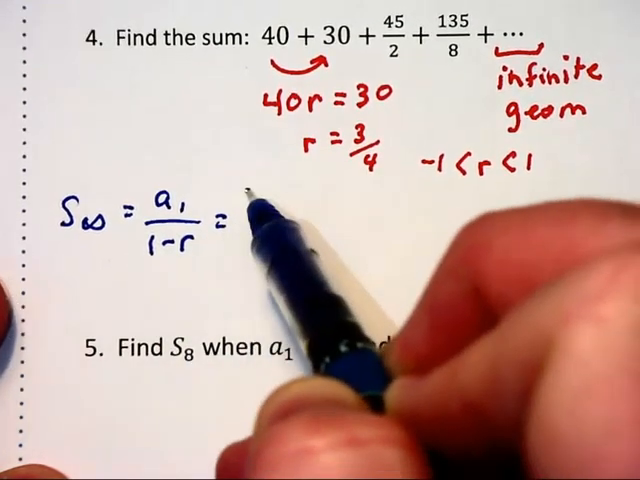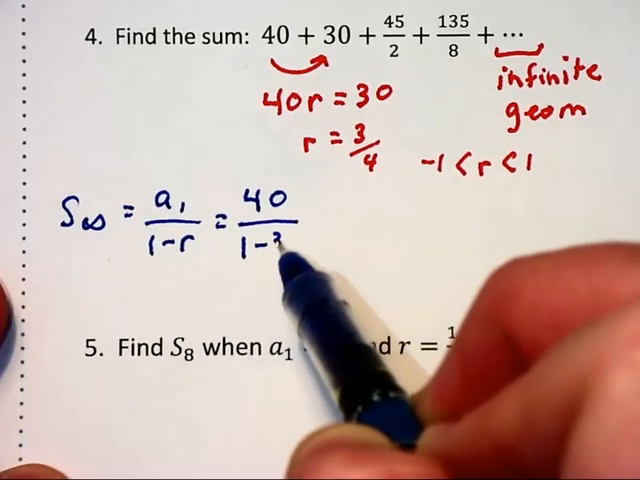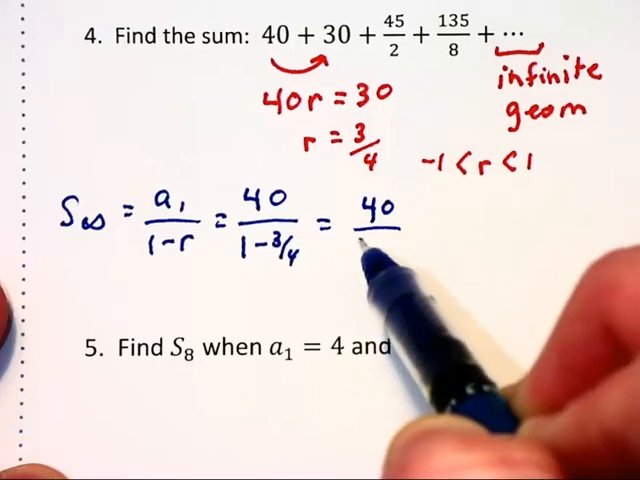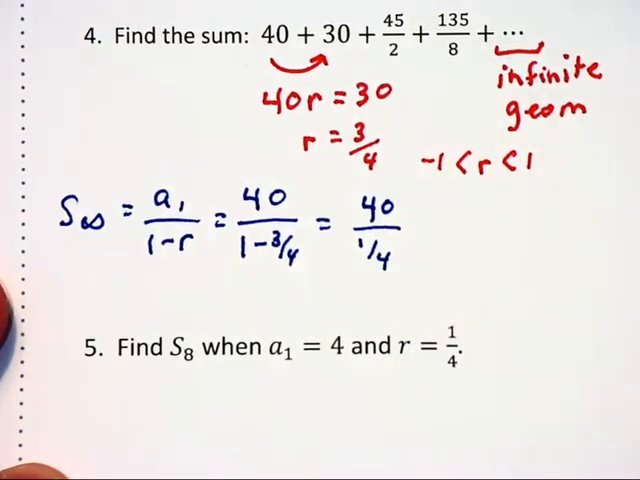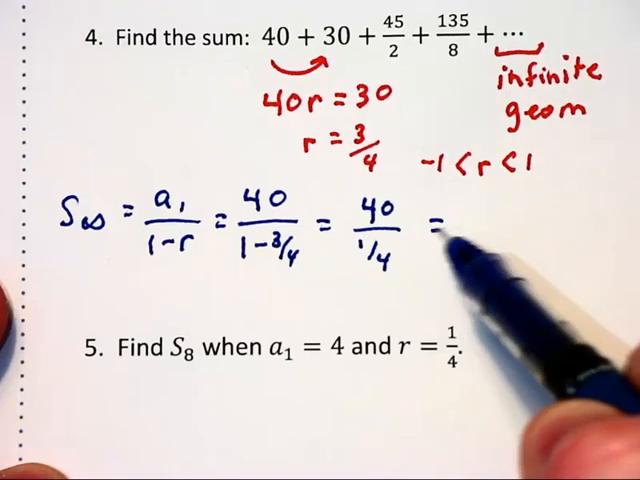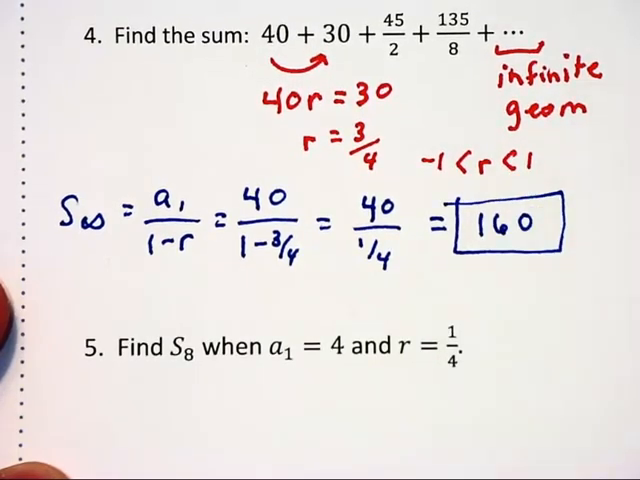For us, a1 is equal to 40. Divide that by 1 minus 3/4. This becomes 40 divided by 1/4. Whenever you divide by a fraction, you multiply by the reciprocal. 40 times 4 is equal to 160, and that is the sum that this infinite geometric series converges to.